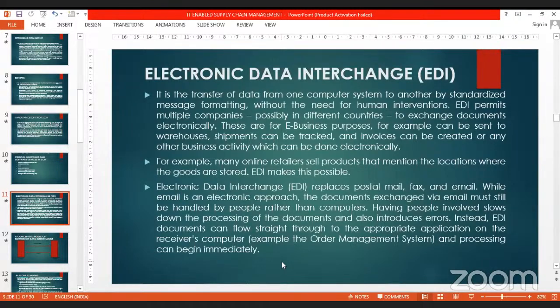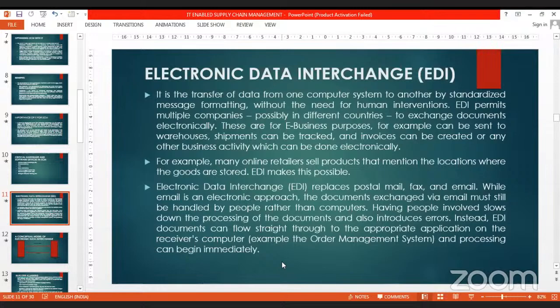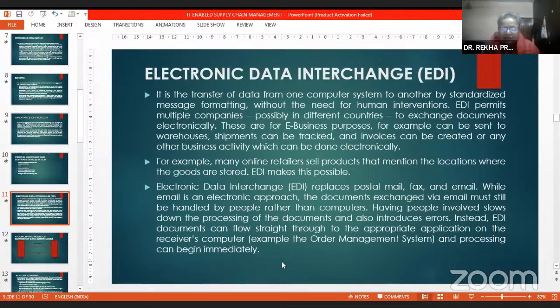This is one example. Many online retailers sell products that mention the locations where the goods are stored. EDI makes it possible. Even in your export import business, EDI plays a very important role because there's a lot of documentation in your export and import business. So these are all on a standard format, and the documents can be easily exchanged.